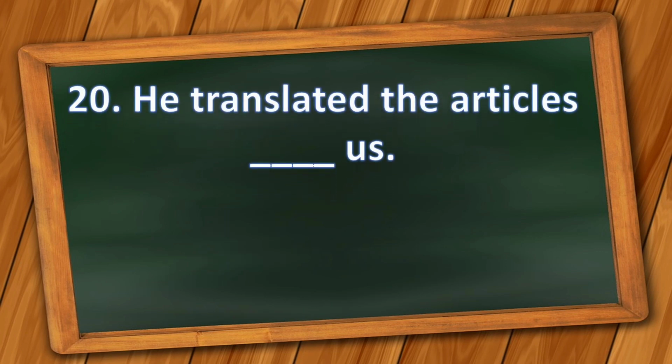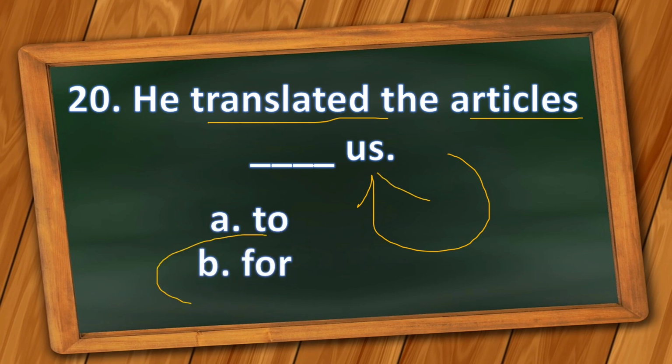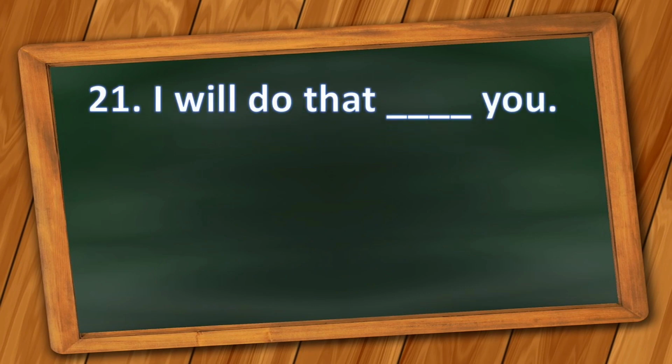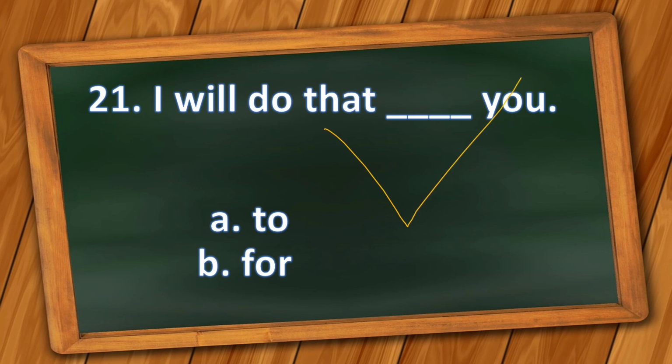Next, number 20. He translated the articles blank us. Translate niya na yung articles para sa atin. Para. For. Ang gagamitin natin ay for. Next, 21. I will do that blank you. I will do that to you or for you. Okay, ang gagamitin natin dito this time ay for. Pwede ring to, pero this time, in this case, for ang ating gagamitin.